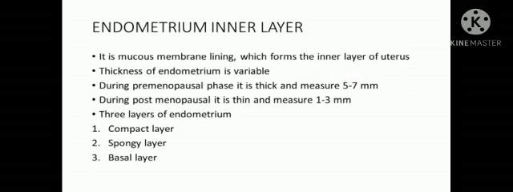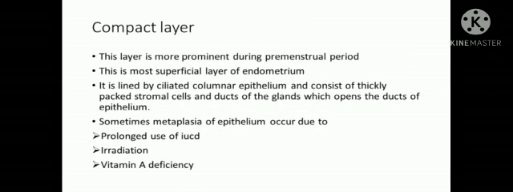Endometrium, inner layer. It is the mucous membrane lining, which forms the inner layer of the uterus. Thickness of the endometrium is variable. During the premenopausal phase it is thick and measures 5 to 7 millimeters. During postmenopause it is thin and measures 1 to 3 millimeters. 3 layers of endometrium: compact layer, spongy layer, basal layer.